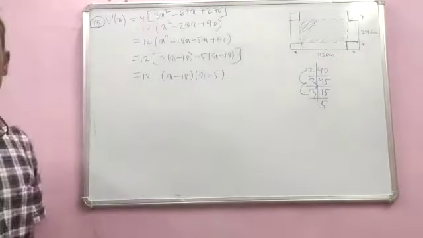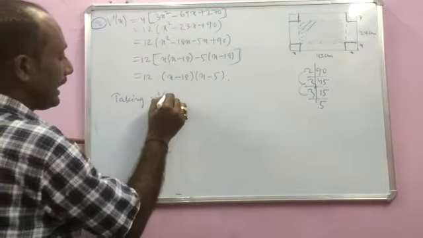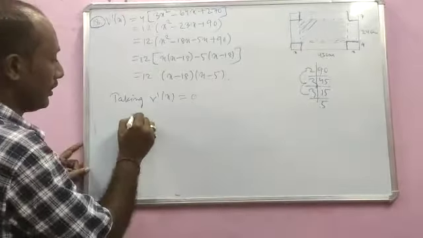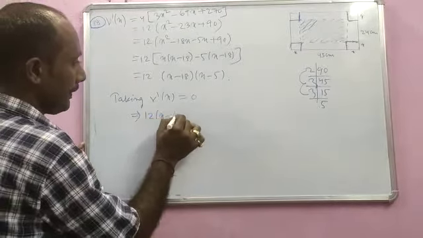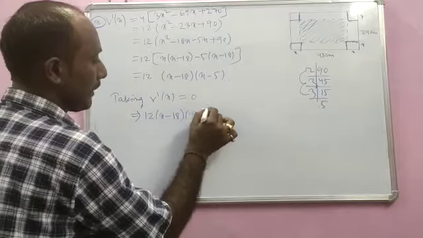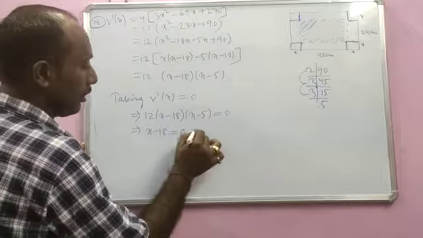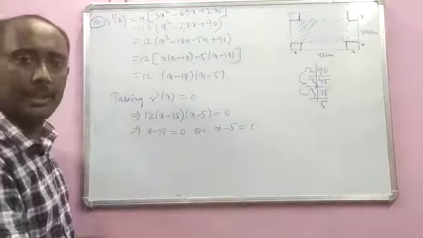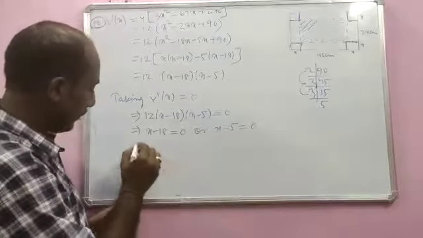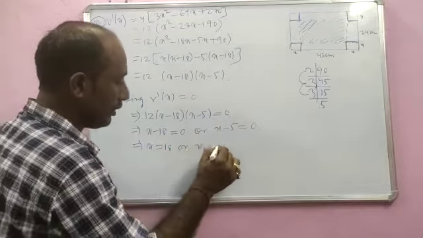So our v dash part is calculated. Now we will take v dash x equal to 0. So this implies, this is a constant part, 12 times of (x minus 18) into (x minus 5) will be equal to 0. So either x minus 18 can be 0 or x minus 5 is equal to 0, because 12 is a constant which cannot be equal to 0. So from here you will get x is equal to 18 or x is equal to 5.